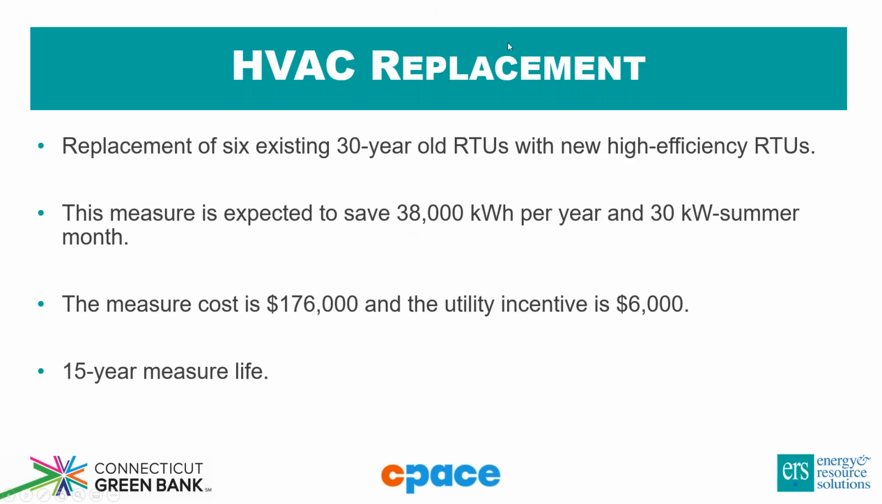Next, we have an HVAC replacement project. This is the replacement of 6 existing 30-year-old rooftop units with new high-efficiency rooftop units. This measure is expected to save 38,000 kilowatt hours per year and 30 kW for each summer month. The reason I specify summer month, I'll get deeper into as we go through the spreadsheet. The measure cost is $176,000, and the utility incentive is $6,000 for a net cost of $170,000. And the measure has a 15-year life.